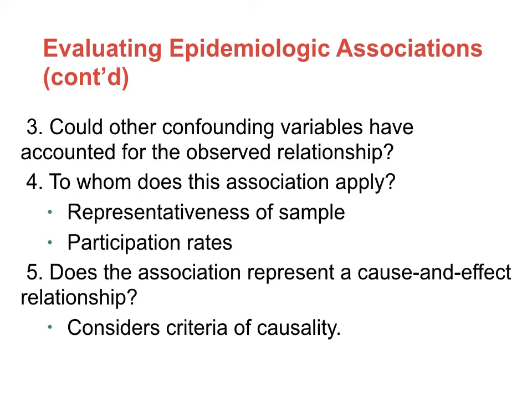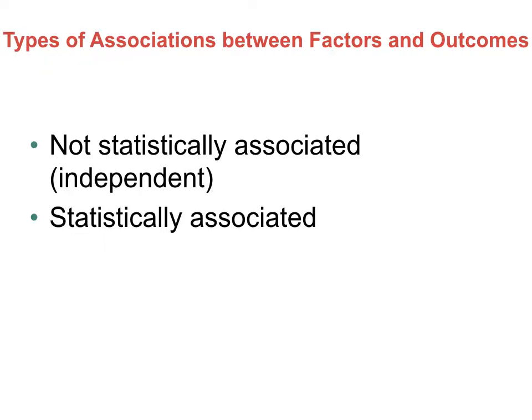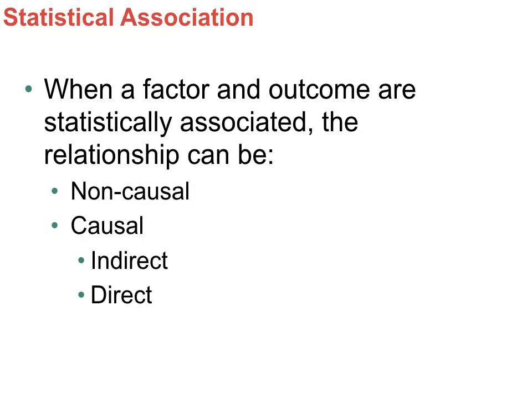And this goes back to causality, which, remember, we think about cohort studies, or if we can look at randomized control trials, we can start looking to see if there are causal relationships. So associations might not be statistically associated, or they could be statistically associated. And when we're thinking about statistical association, these can be either non-causal or they can be causal. And within causal, they can be both direct or indirect.